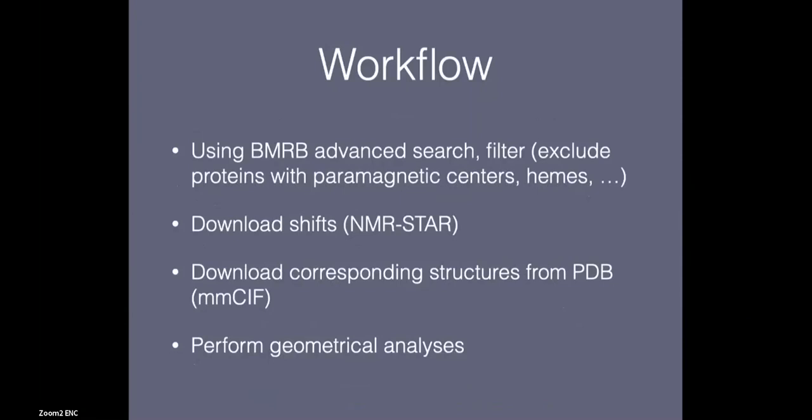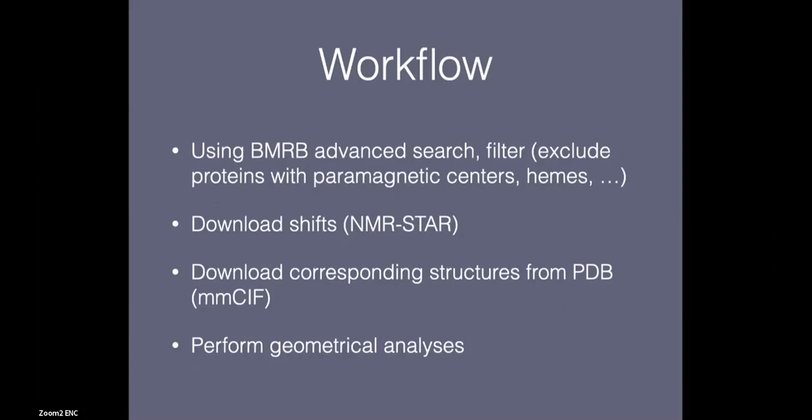And so we initially started just using the BMRB, using the advanced search features to filter out things that we knew would screw up. So for example, we excluded proteins that have paramagnetic centers or hemes. There are a few other filters that were applied, and then we looked through those sets for chemical shift distributions. And then we would download the NMR-STAR files locally to the platform we were doing the computation on, and then download the corresponding structures from the PDB. And typically, after this filter, we were getting on the order of 8,000 or so files that we had to download.